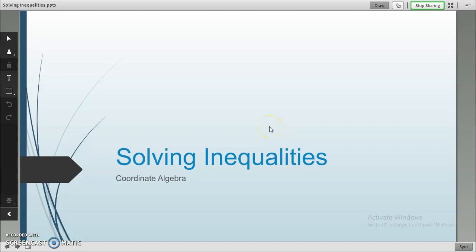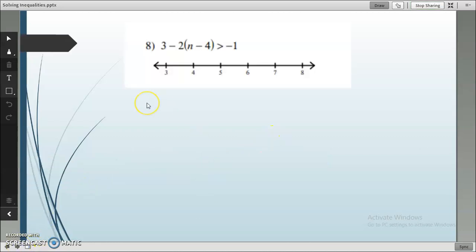Okay, so today we'll look at examples of solving inequalities. And solving inequalities is just like solving equations. There are only a few slight differences, and let's talk about those slight differences. Okay, so here we have our first example.